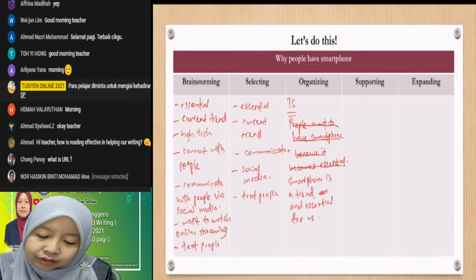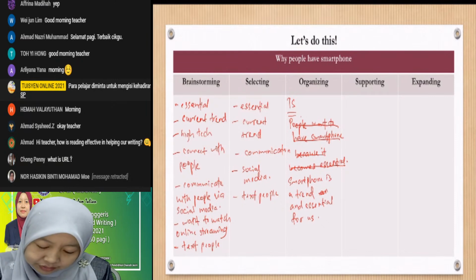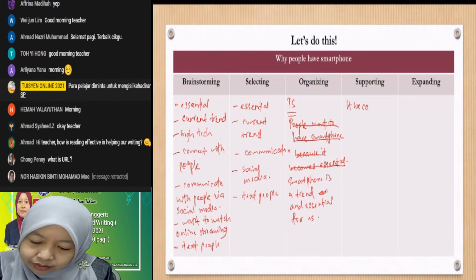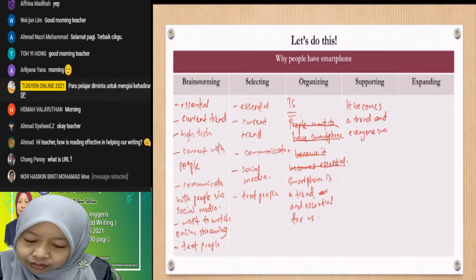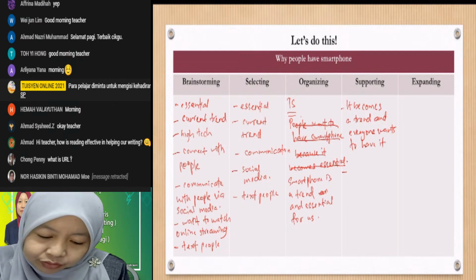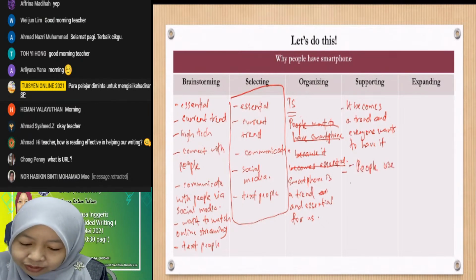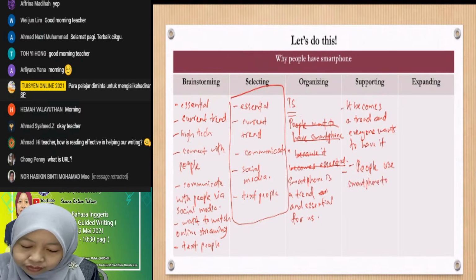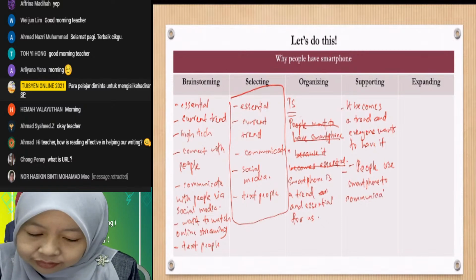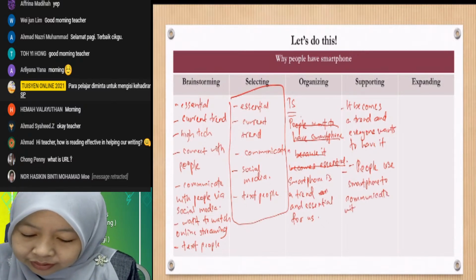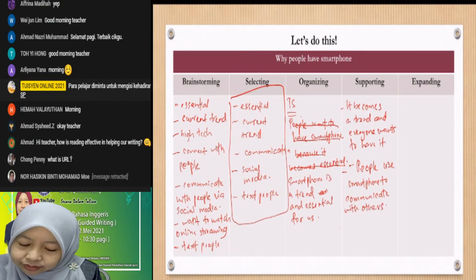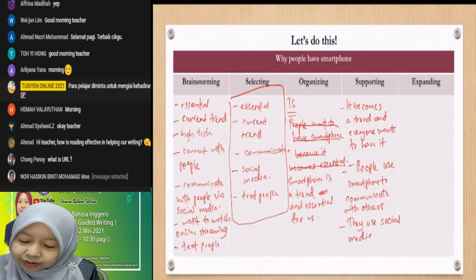Okay, your supporting sentences. It becomes a trend and everyone wants to have it. Okay, use the word that you have listed here. People use smartphone to communicate with others. How can they communicate? They use social media. Okay, can you give example?